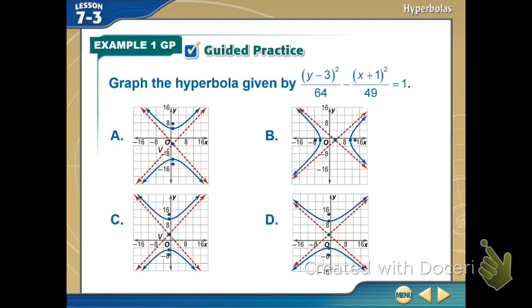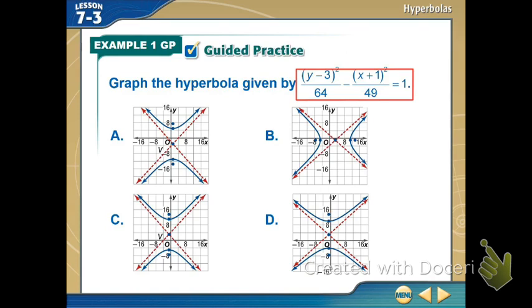So now we're looking at the guided practice for example 1, and we want you to be able to graph the hyperbola given by this equation here. So see if you can first identify the center of the hyperbola, and then the values of a and b so that you can find the vertex.